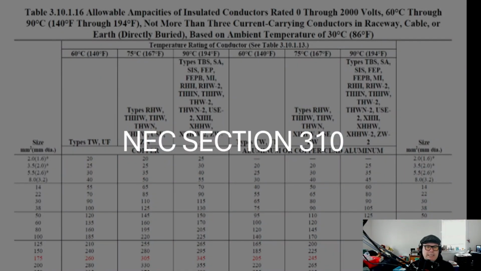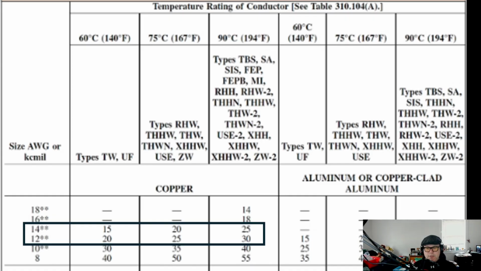So this is NEC section 310. If you want to look it up, look at the proper wire sizing. If you look at here to the bottom left, it's 14 and 12 wire. That's the two we mainly use in our houses. 14 wire and 12 wire. 14 wire says type UF and TW, they're kind of in the ground, 15 amps for a 14 wire. Now, higher sizes says 20 and 25.